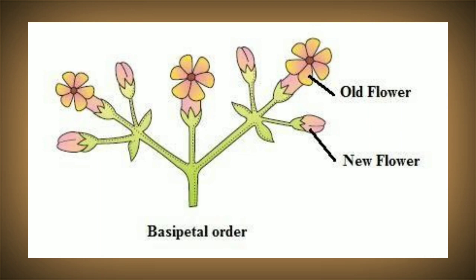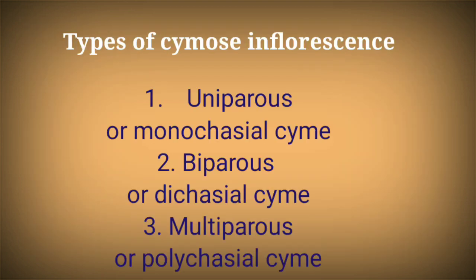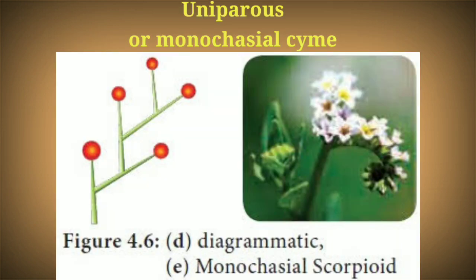Now this cymose inflorescence is mainly of three types: uniparous or monochasial cyme, biparous or dichasial cyme, and multiparous or polychasial cyme. In case of the uniparous or monochasial cyme, the main axis terminates into a flower, and there is a single lateral branch that arises from below the terminal flower, and that gives rise to the other younger flowers just below the terminal flower.